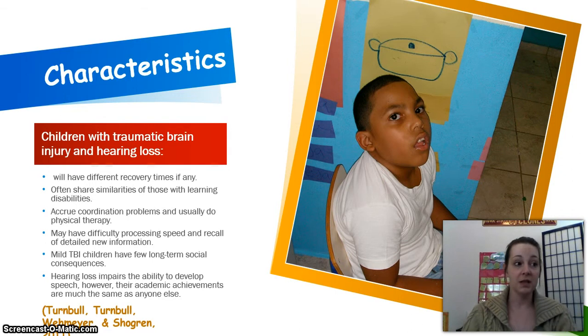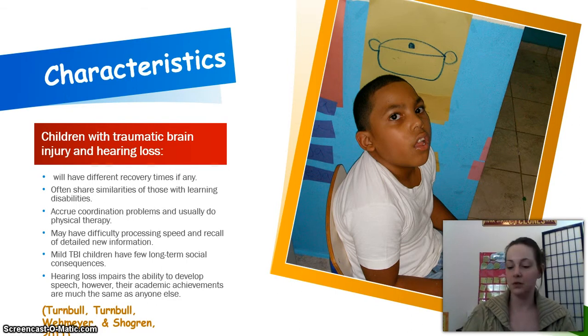For those with hearing loss, they certainly struggle with the ability to say and pronounce words. However, academically and socially, they're basically the same as everybody else. Many times they just need people to slow their speaking so they can read their mouths, lip read.